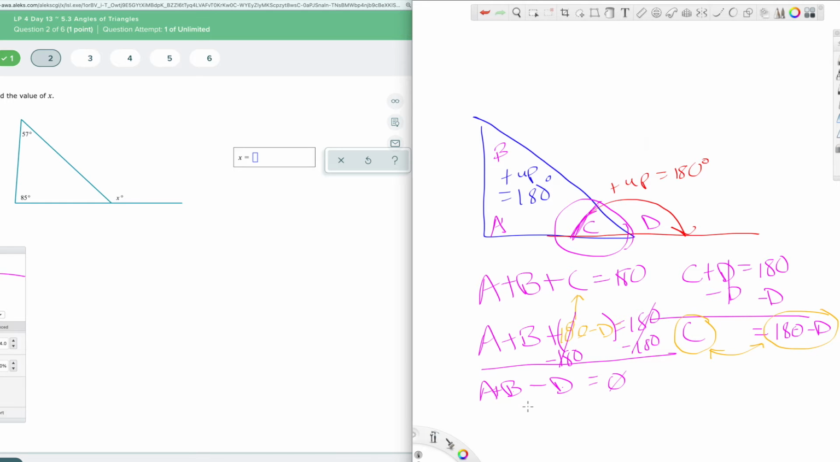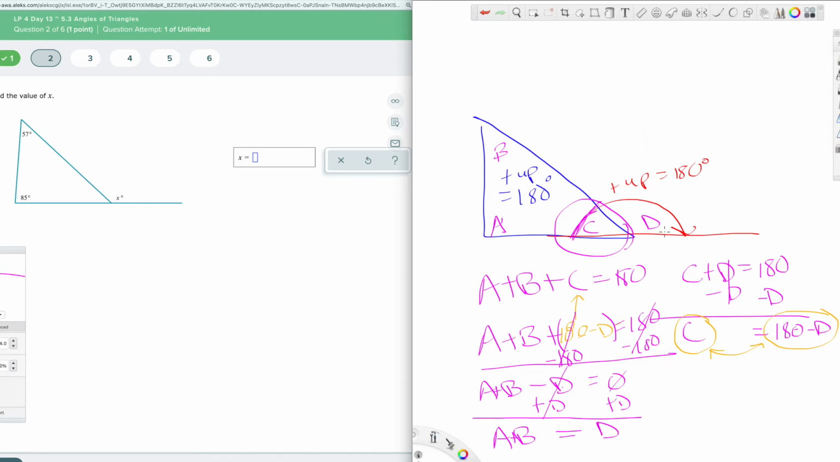So let's go ahead and put this on the other side here just so that we have all positives. So I have A plus B equals D, since D minus D cancels. So this is actually the exterior angle theorem, sorry, not sum. Saying that the two remote angles, A and B, add up to the exterior angle.